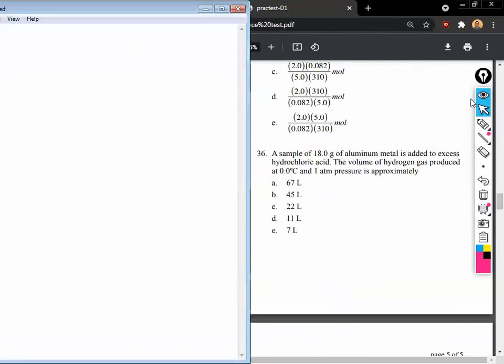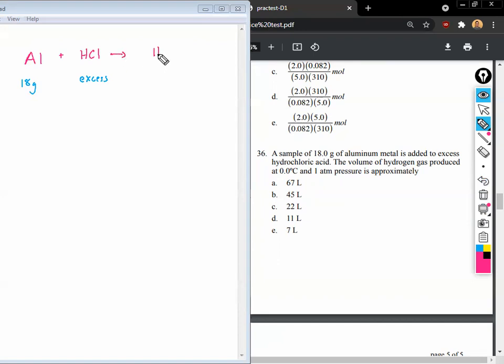All right. So if we take a look at number 36, it says that a sample of 18 grams of aluminum metal is added to excess hydrochloric acid. So that means we have aluminum metal and we're reacting it with HCl. Now for our numbers, we have 18 grams of aluminum and then we have excess HCl. Okay, and it says a volume of hydrogen gas is produced.